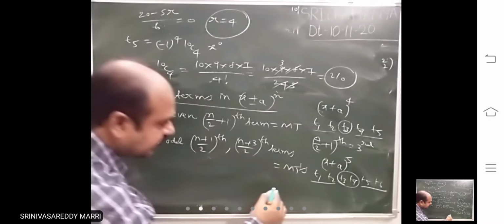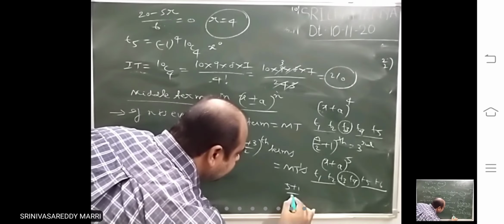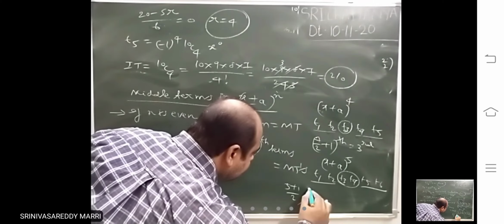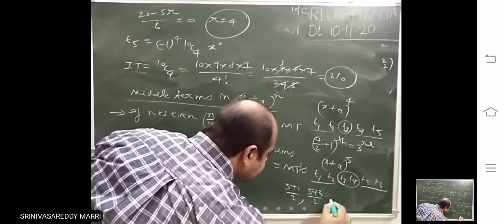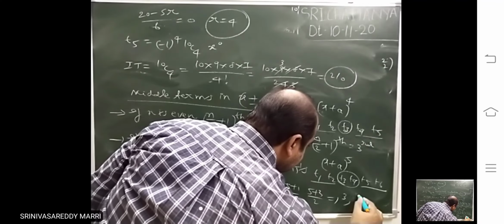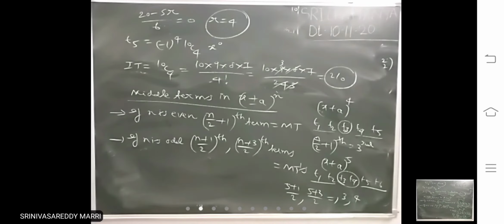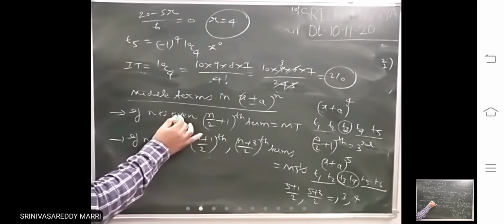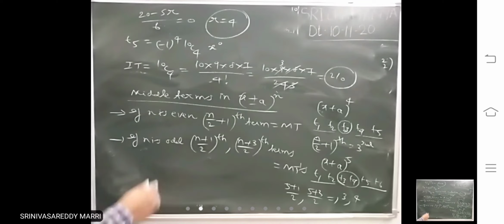By using this formula, n is 5: (5 plus 1) by 2 comma (5 plus 3) by 2. That implies 6 by 2, third term, comma, fourth term. These are the middle terms. In any expansion, middle term means if n is even, one middle term. If n is odd, two middle terms. Two middle terms will be there.